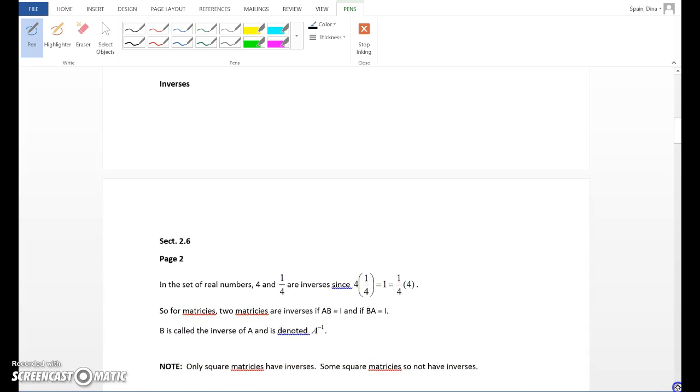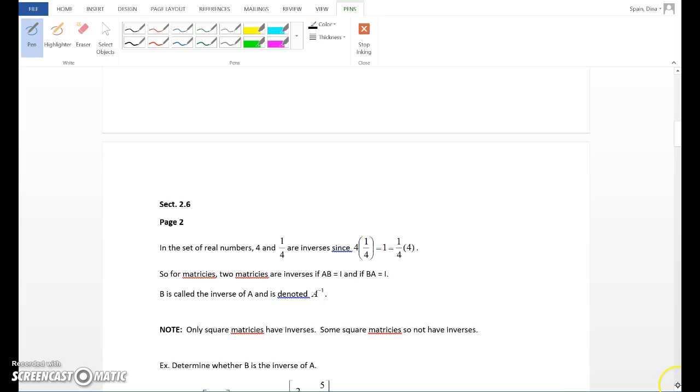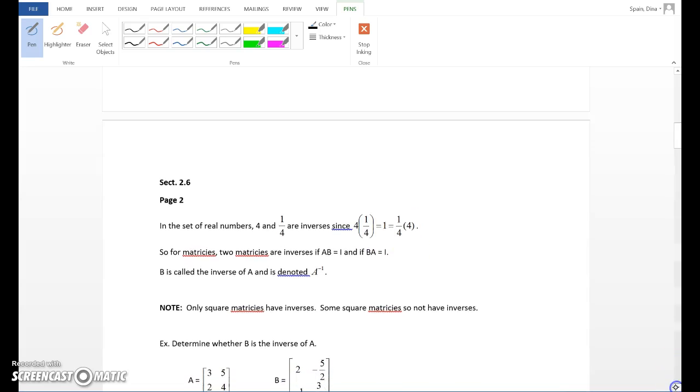In the set of real numbers, again, let's go back to real numbers before we expand it to matrices. Look at 4 and 1/4. Again, we're looking at inverses, not additive inverses, but multiplicative inverses. Same as reciprocals here. In the set of real numbers, 4 and 1/4 are inverses, since if you take 4 and multiply it by its multiplicative inverse, you're going to get the identity element. Same on the other side if you flip them around. 4 times 1/4 is 1, or if you take 1/4 times 4, it's 1. You know multiplication is commutative, so either way you multiply it, you still get the same answer.